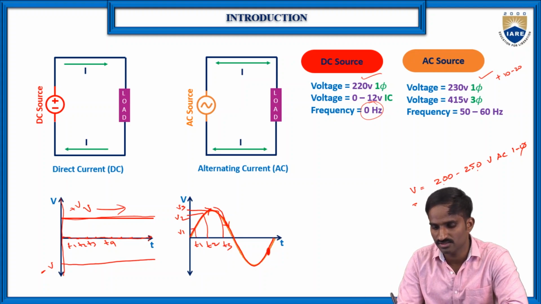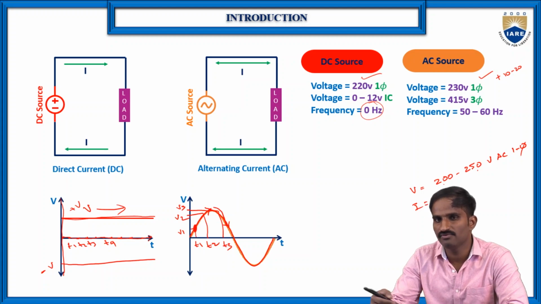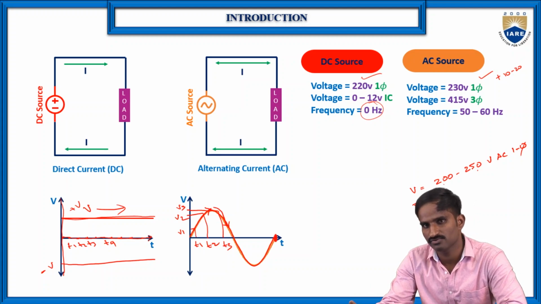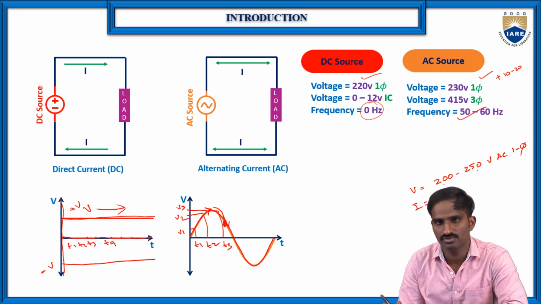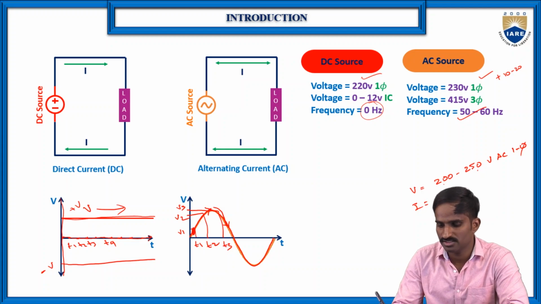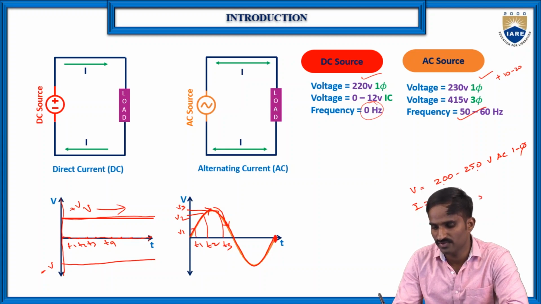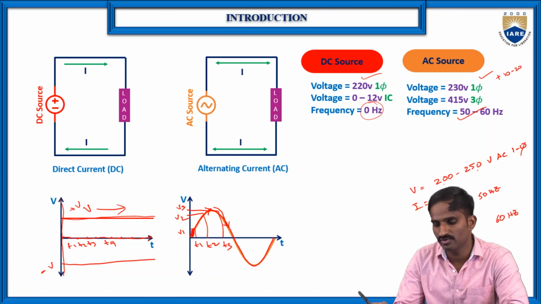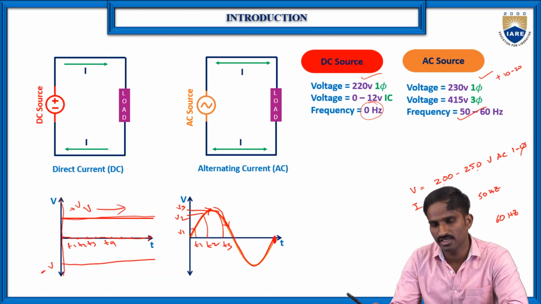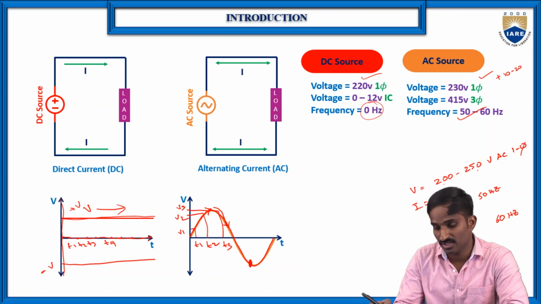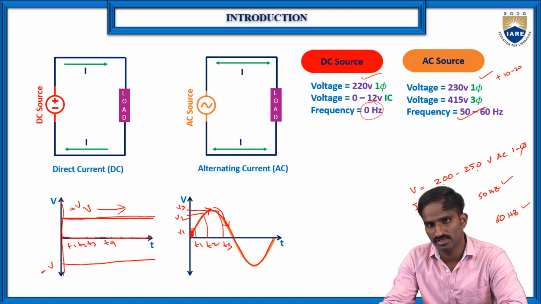And of course they will mention some current also. In AC again there is single phase and three phase, which we will discuss later. And the frequency is around 50 to 60 Hz. In India, the standard frequency that we maintain is 50 Hz. In some other foreign countries, you can find 60 Hz also. We will discuss why the difference is there, why we maintain 50 and why they maintain 60, in further classes.